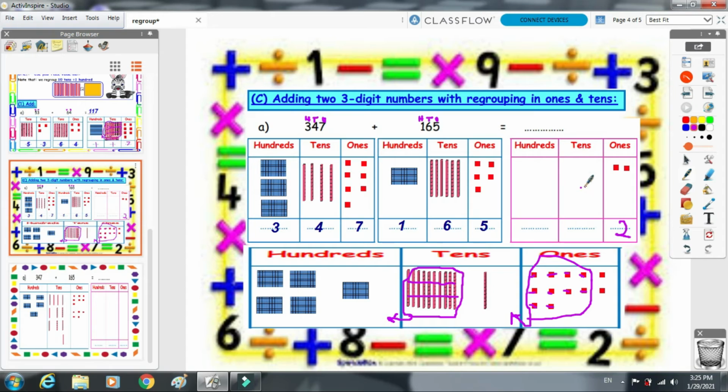So here I have 110 in the answer. And now how many hundreds do you have? I have 1, 2, 3, 4, and 5. So they are 500, and the answer now is 512.